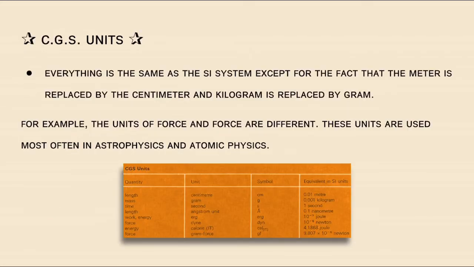Now let's move on to the CGS units. In the CGS system, everything is the same as the SI system, except for the fact that the meter is replaced by the centimeter and the kilogram is replaced by the gram. This may be a simple change, but it means that all units derived from these two are also changed. For example, the units of force here are different. These units are used most often in astrophysics and atomic physics.